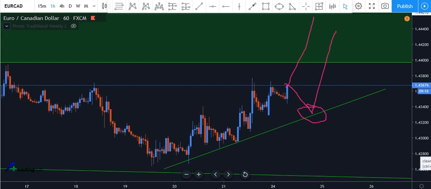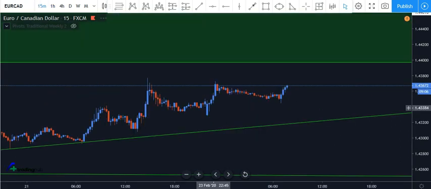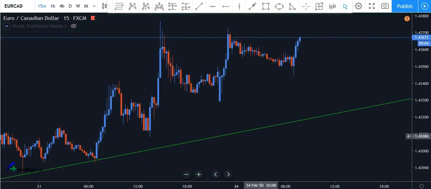But I think for me, I would buy this trade already, because this is somewhat of a bullish flag and price has broken out. Let's go to a much lower time frame to check if there is a bullish flag. Alright, you can see what price has been doing before now.